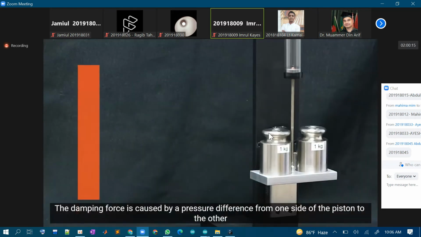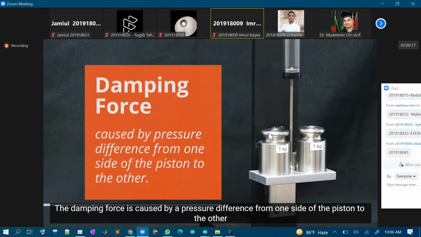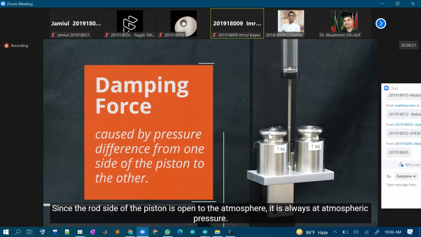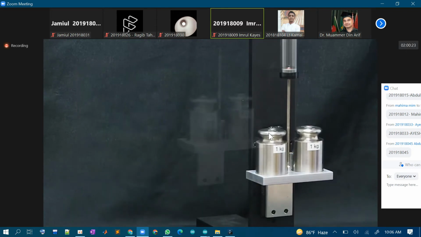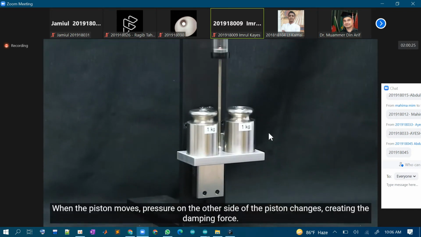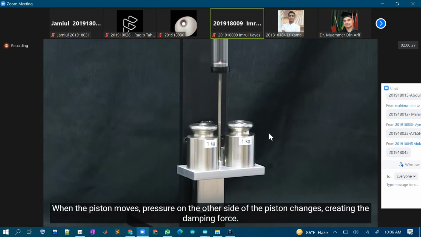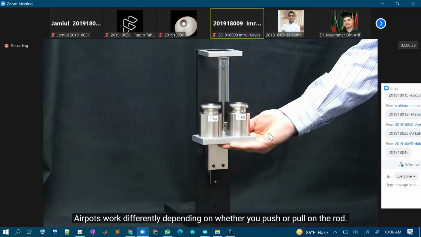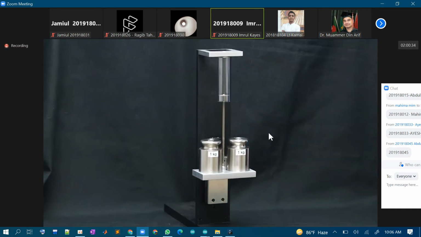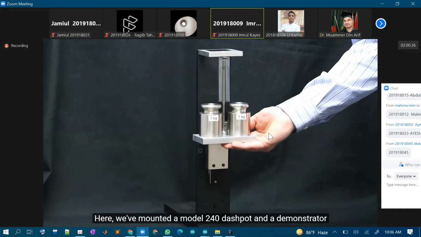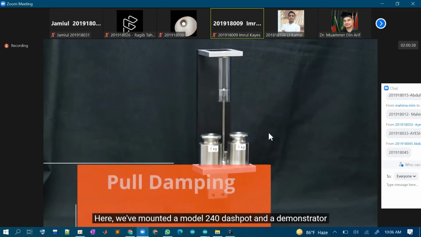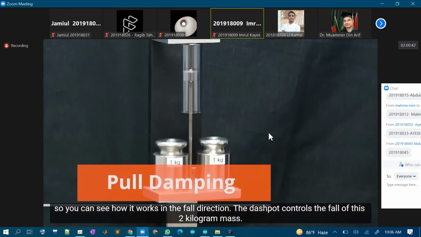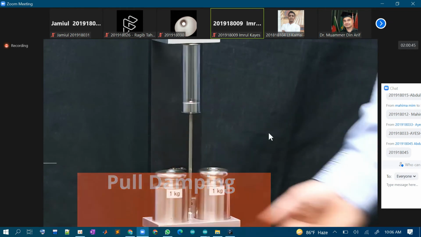The damping force is caused by a pressure difference from one side of the piston to the other. Since the rod side of the piston is open to the atmosphere, it is always at atmospheric pressure. When the piston moves, pressure on the other side of the piston changes, creating the damping force. Air pots work differently depending on whether you push or pull on the rod. Here, we've mounted a Model 240 dashpot in a demonstrator so you can see how it works in the pull direction. The dashpot controls the fall of this 2 kilogram mass.